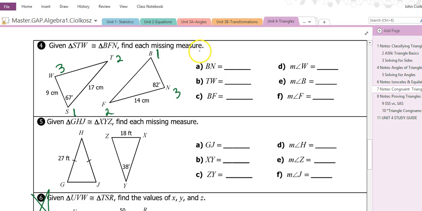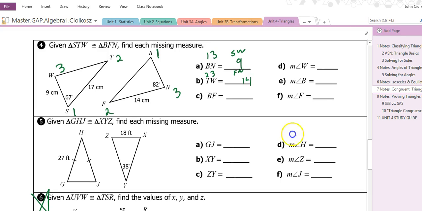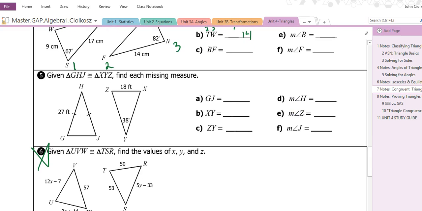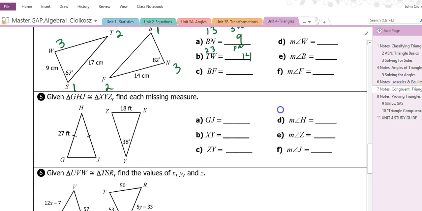We're looking for BN. So BN is 1, 3. Well, 1, 3 over here is SW, which is just 9. TW, that's 2 and 3, and 2 to 3 is 14. So that looks like FN, which is 14. Actually, I think you guys can handle it, just with a little bit of algebra in there, but the same kind of setup.